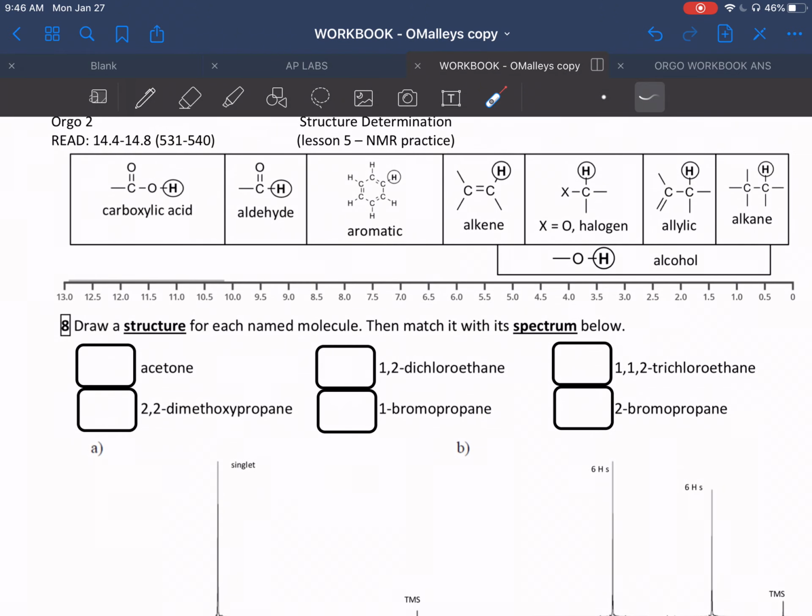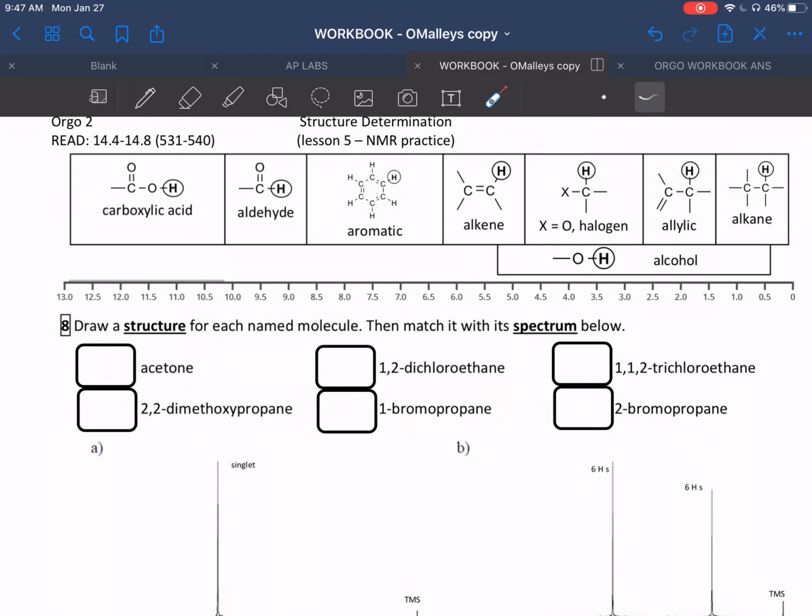At the top, I've got just a slightly different version of the reference chart for where different types of hydrogens show up in the NMR spectrum. Remember, the more electron-poor types of hydrogens show up way to the left, and more electron-rich hydrogens show off to the right. This is an approximate scale of where they show up. Don't treat these as hard boundaries. It really depends on the molecule, but it gives you a general sense of where they show up.